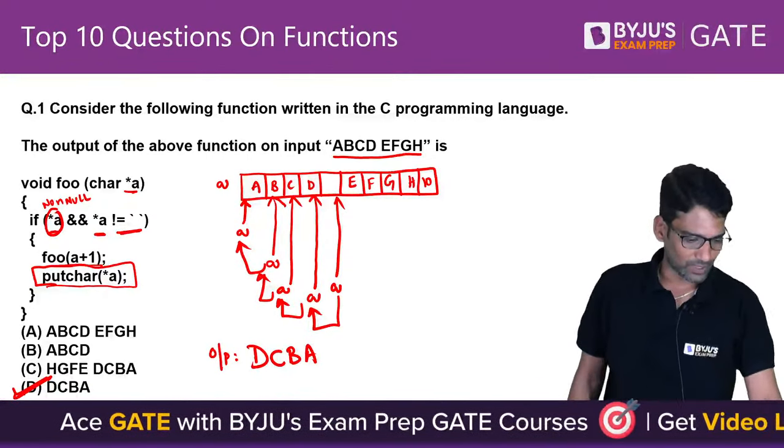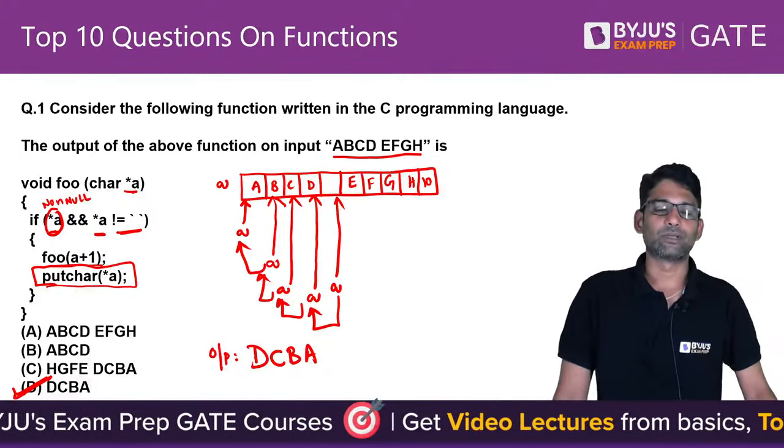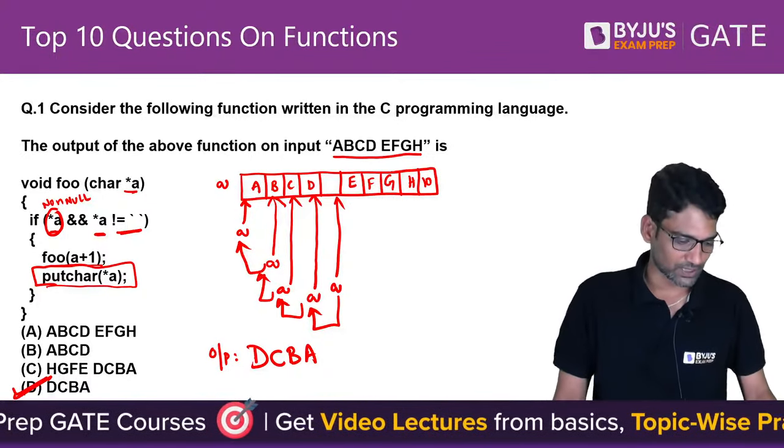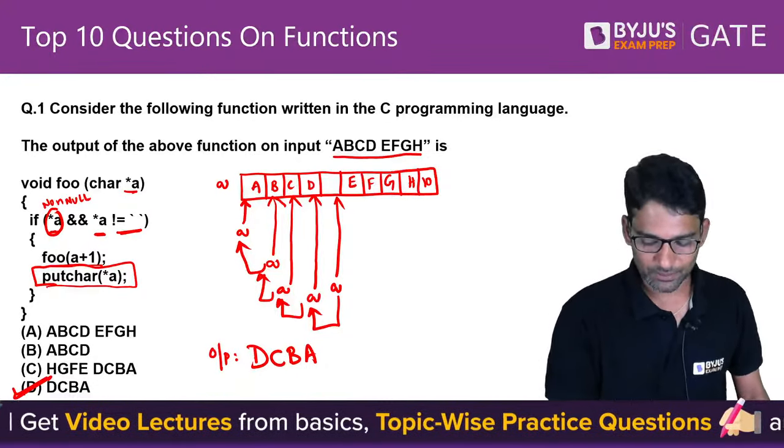DCBA. Very good. Gurumurthy, Deepak, Dushyant. Very good. Yes, it is option D. Correct. Okay. Now question number 2.